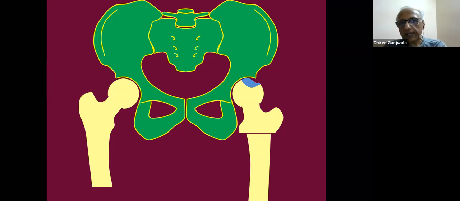So now you can see that the affected bump, which was not allowing the abduction, is moved out, and now the person will be able to carry out abduction. So this is the concept of hinge abduction, or the valgus osteotomy for the hinge abduction.